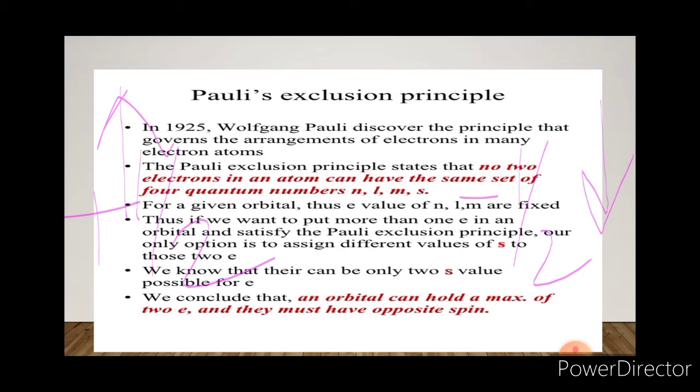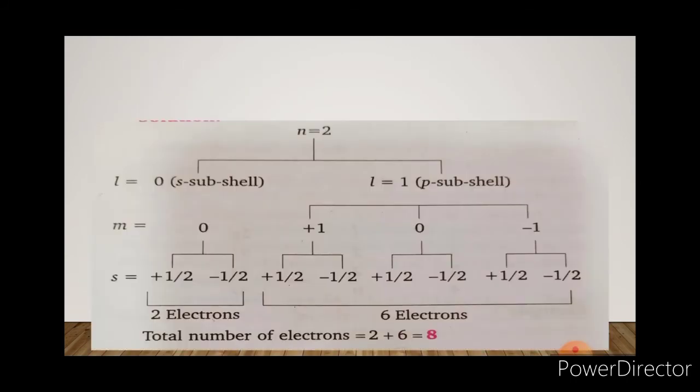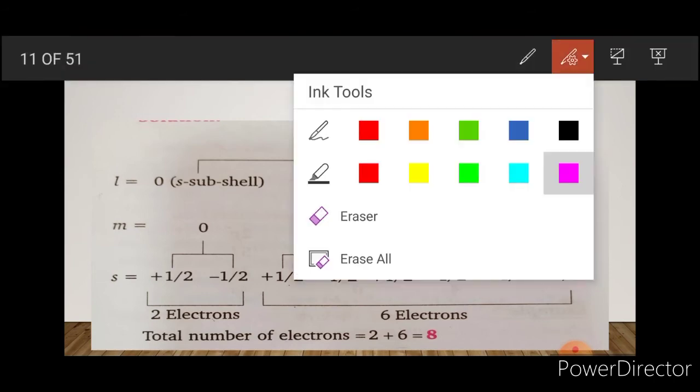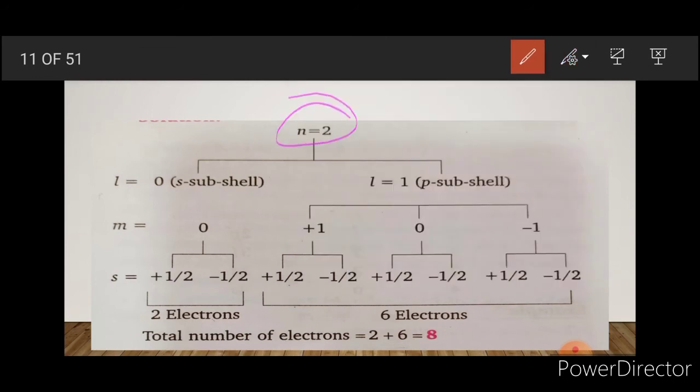Let's do one example. I am giving you a question. Calculate the maximum number of electrons in the L shell. L means K, L, M, N; L means n is equal to 2. See here, for n equal to 2, l will be 0 and 1. For 0, m will be only 0. And for 1, it will be plus 1, 0, minus 1.